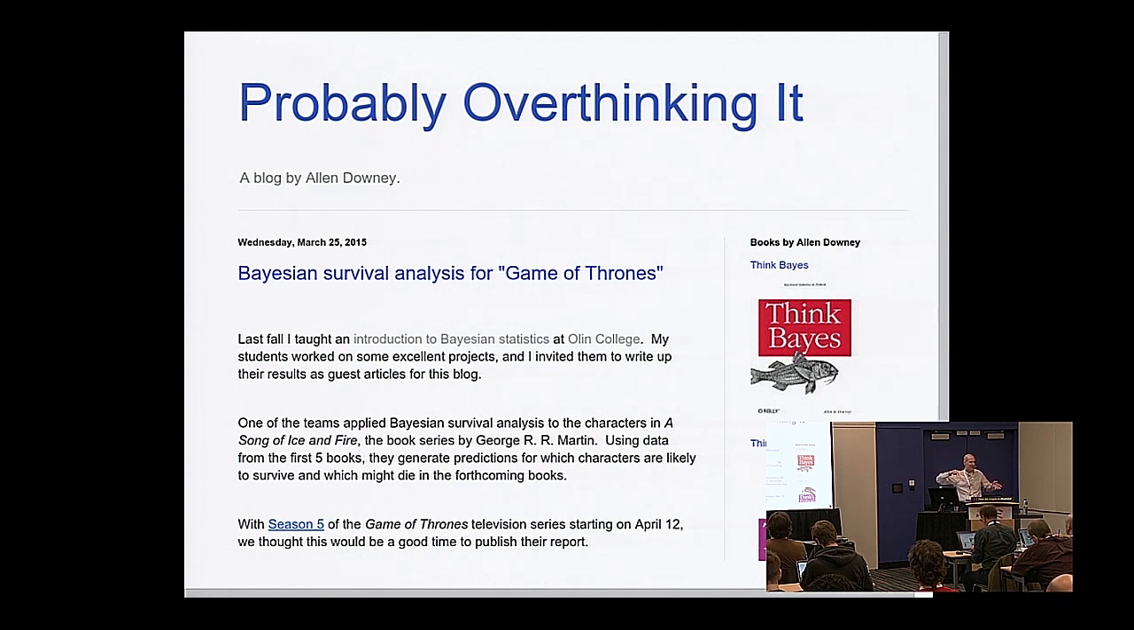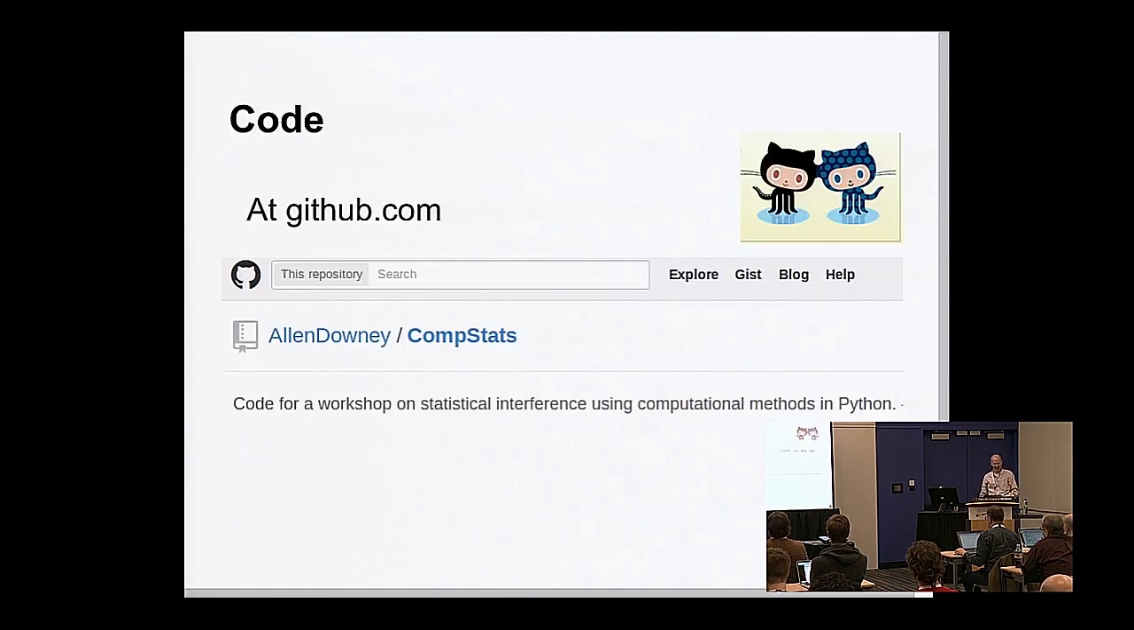Last semester I taught a Bayesian statistics class. The students worked on projects. This semester I'm taking their reports and publishing them as articles in my blog. The one that just came out a week or so ago is the students who did a Bayesian analysis. They did survival analysis for the characters in Game of Thrones. So they're predicting who will survive the next 2 books and who won't. Of course, the other piece of that is predicting whether George R.R. Martin will survive the next 2 books. So we can do that. I've done that analysis. According to the numbers that I've plugged in, I think he has a 75% chance of completing the next 2 books.